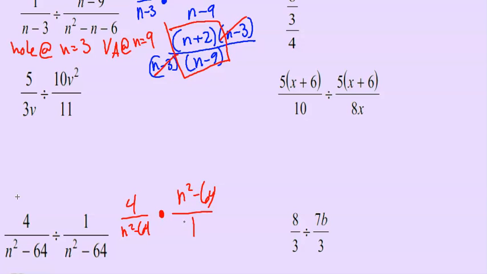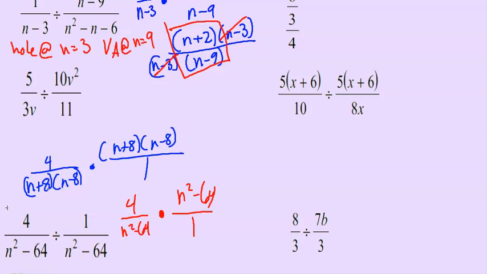Okay, we can factor the n squared minus 64. So we have 4 over n plus 8 times n minus 8. And we have the same thing up here, n plus 8, n minus 8. Well, what cancels are the n plus 8s and the n minus 8s. So you're left with 4, but you have 2 wholes. You have one n equals negative 8 and one n equals positive 8.